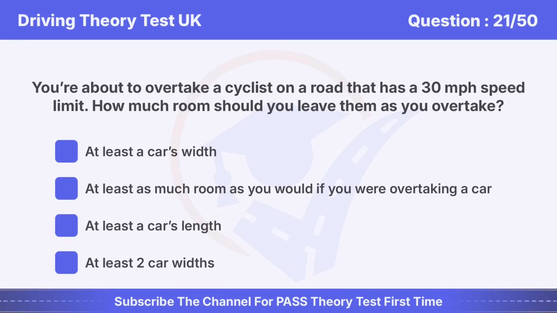Question 21. You're about to overtake a cyclist on a road that has a 30 miles per hour speed limit. How much room should you leave them as you overtake? Option A. At least a car's width. B. At least as much room as you would if you were overtaking a car. C. At least a car's length. D. At least 2 car widths.